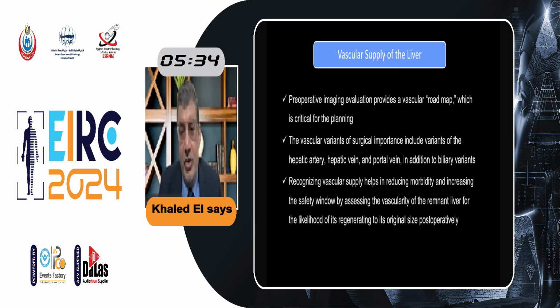Preoperative imaging evaluation provides a vascular roadmap. That's what you need to tell the surgeons. This is my vascular roadmap, and these are the variants which we have in this patient. Variants are quite common in the liver. Recognizing the blood supply will significantly help in reducing the morbidity and increasing the safety margin in these patients by assessing the vascularity of the remnant liver for the likelihood of its regenerating to its original size post-operatively.